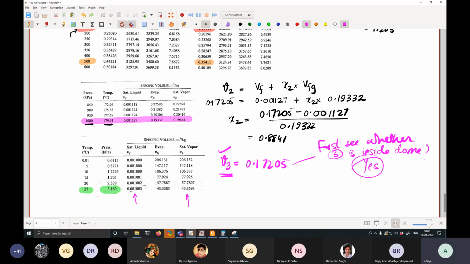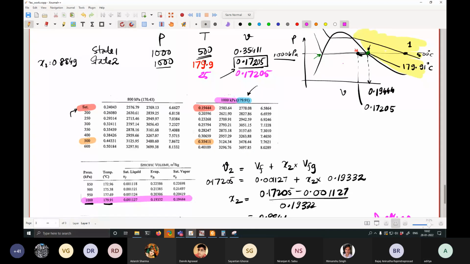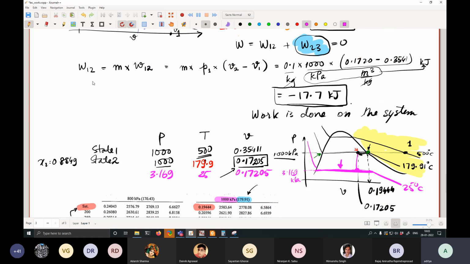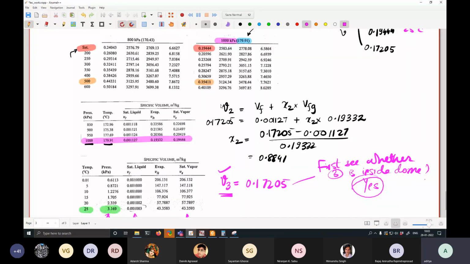And so, corresponding to a temperature of 25 degrees Celsius, the pressure is therefore going to be the saturation pressure at that temperature. Meaning, in the plot, this is the 25 degrees Celsius isotherm, and the pressure corresponds to the saturation pressure at this temperature. So this is 3.169 kilopascal. Okay. So this is how you would solve the problem. The rest of the calculations, meaning the work done calculations, are quite straightforward. Is that okay? Does everyone understand?